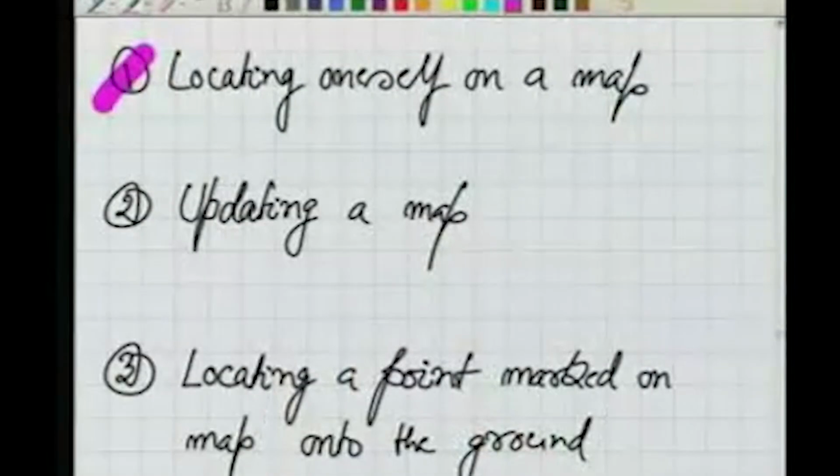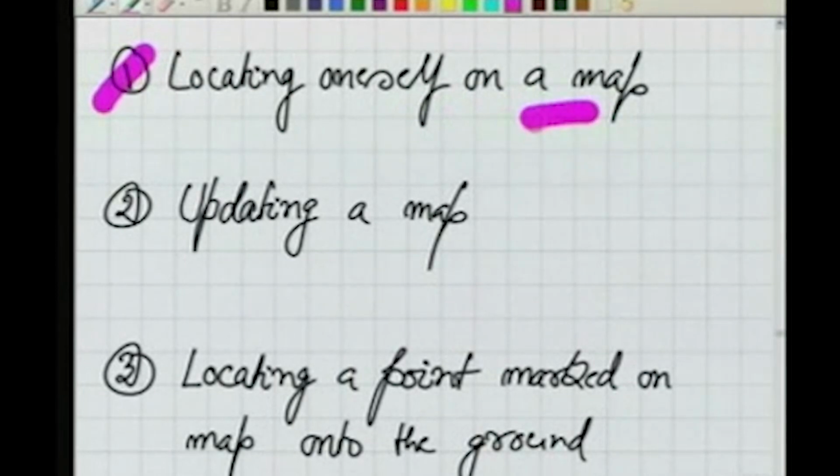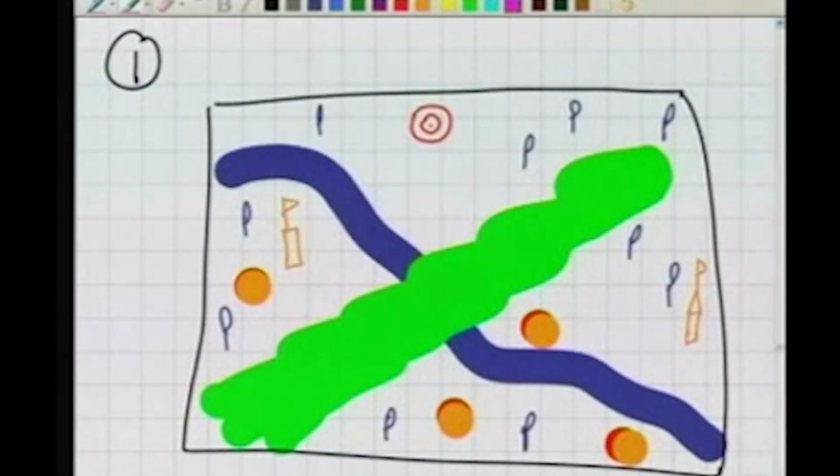Number one is locating oneself on a map. So first we will see this particular problem. What is it? Locating oneself on a map. Let us say the problem is, I am given a map, and with that map I am there in the ground somewhere. I do not know where exactly I am.